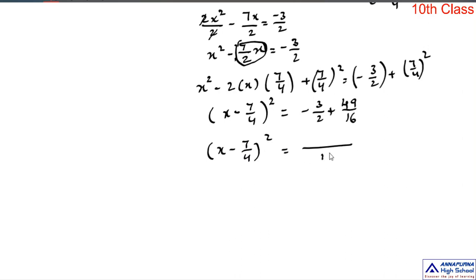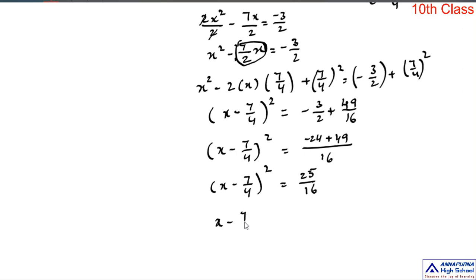Here the LCM is 16. The first denominator is 2, so which number do you multiply with this 2 to get 16? 8. So 8 into minus 3 is minus 24, plus 49. Okay, so that implies, write the left side part as it is: (x minus 7 by 4) whole square is equal to minus 24 plus 49, it is equal to 25 by 16.